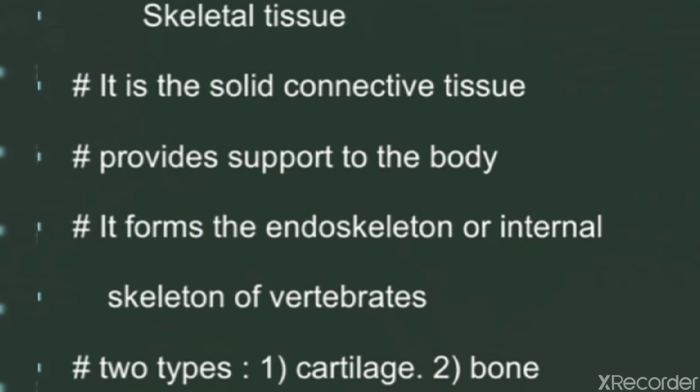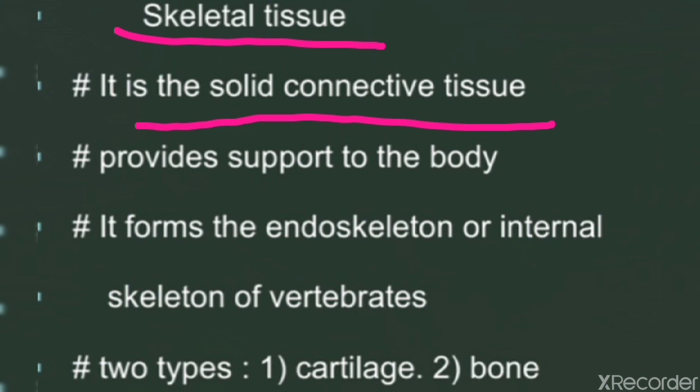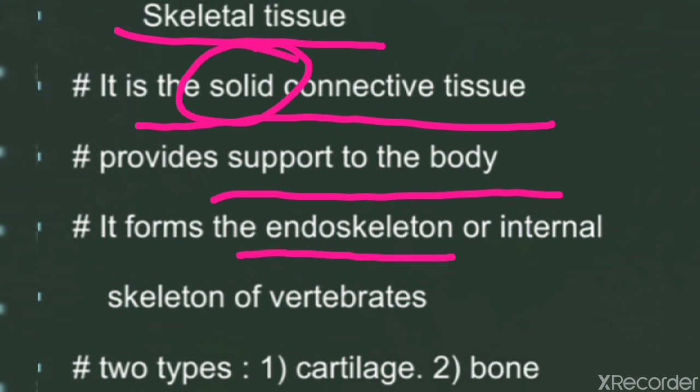After connective tissue proper, now we will discuss skeletal tissue, which is the second type of connective tissue. Skeletal tissue is the solid connective tissue. It provides support to the body. It forms the endoskeleton or internal skeleton of vertebrates. Endoskeleton means inside our body bones and cartilage are present.